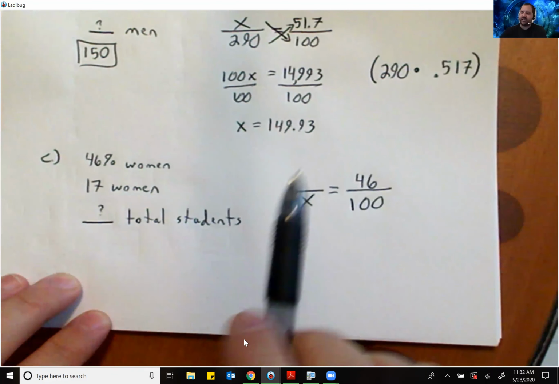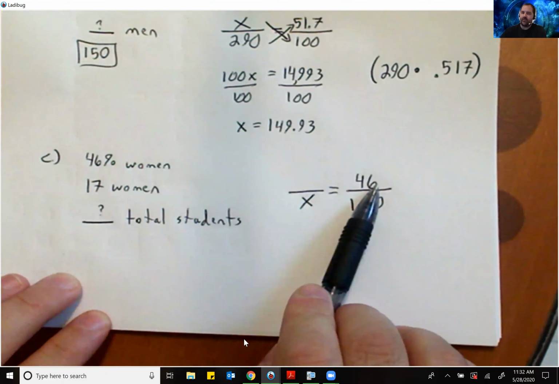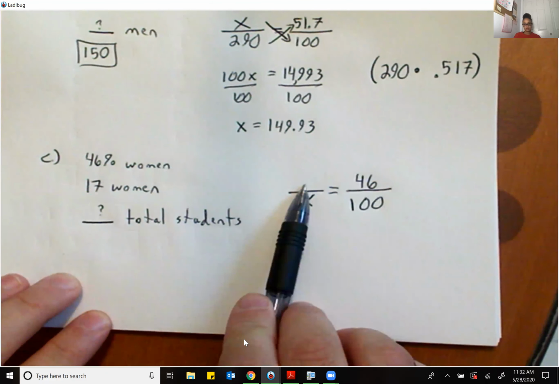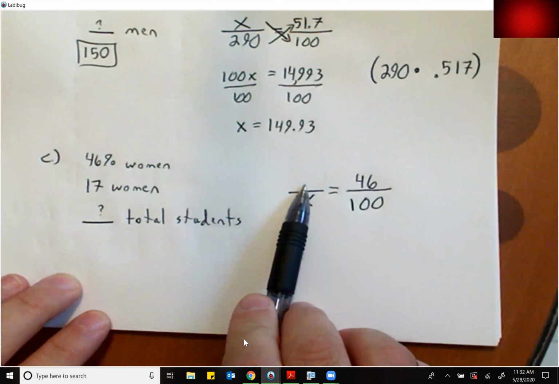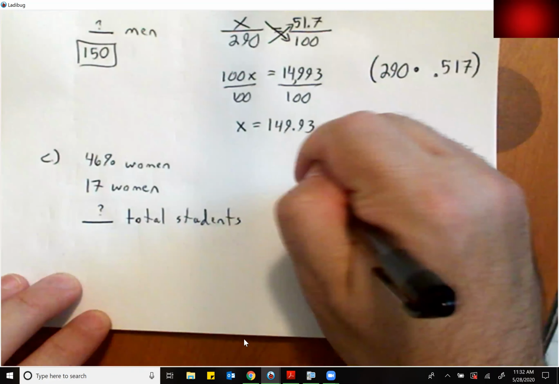Now this 46 is about women. So do I know how many women are in the class? Yes. How much? 17. Boom. And now all we got to do is solve.